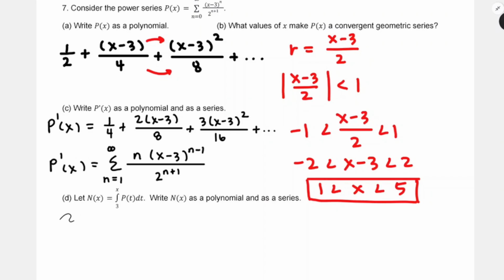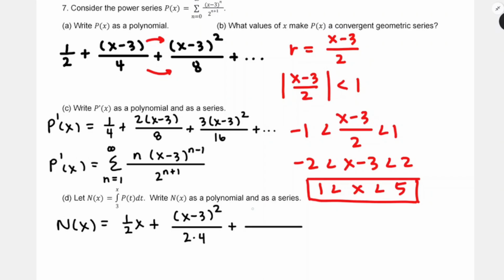So n of x is going to be 1/2 x, because the antiderivative of 1/2, the antiderivative of a constant, is 1/2 x, plus add 1 to the power, divide by the new power: (x minus 3) squared divided by 2 times 4. And I'm actually just going to leave it like that because it'll make it easier for us to write as a series if we need to write a general term, which we will. Then (x minus 3) to the third divided by 3, and there was still an 8 down there, and I think that would be enough for us to see the pattern.